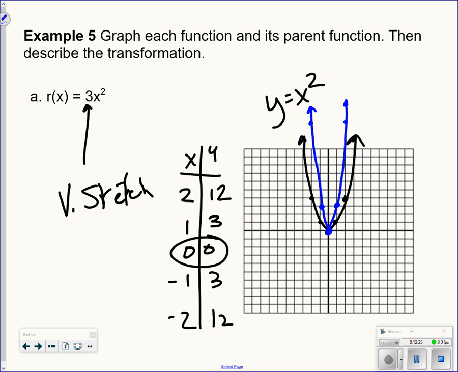So notice this was the point 1, 1. And this is the point 1, 3. So it's 3 times as high. This was the point 2, 4. And this was the point 2, 12. So you're basically multiplying all the y values by 3, which causes the vertical stretch. And when I say vertical stretch, I really should say by 3. So again, saying what you are actually stretching it by.